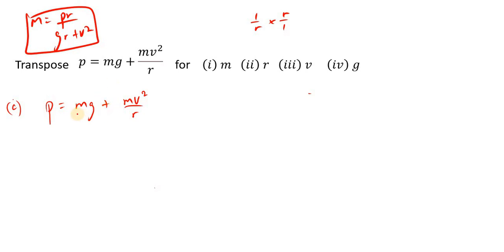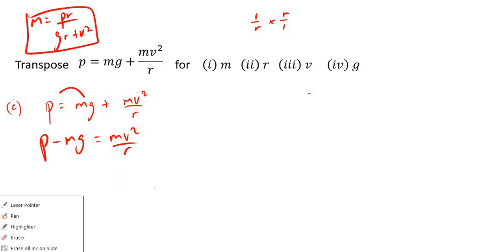Now, if I make this mg into a fraction, I put it over 1, and simplifying, I might end up with an r in the numerator as well as the denominator. So I don't want to have more than one r. So I'm going to get rid of this mg, transpose it to the other side. It'll be p minus mg equals mv squared over r. But rather than using the transposing method, I'm going to use the balance method, be consistent.